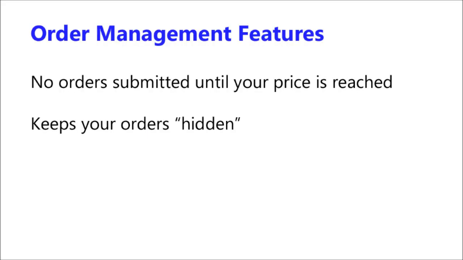No orders are submitted until your price is reached. This keeps your orders hidden. So for example, instead of sending a stop limit order through your broker, Ranger 1.0 will not send your order until your stop price is reached. Market makers, of course, can see stop orders, and so keeping your orders hidden gives you a slight advantage.